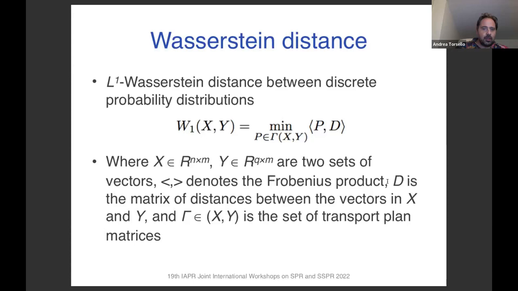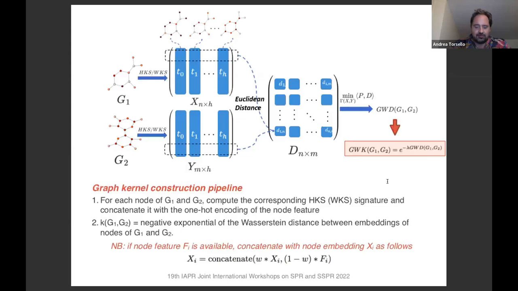And so with all these various ingredients to hand, we can actually look at how we define the construction of the kernel, this kernel pipeline. First, if we want to compare two different graphs, G1 and G2, we compute the matrix of the spectral features. So here we have the columns T1 to TN, in the case of a heat kernel.